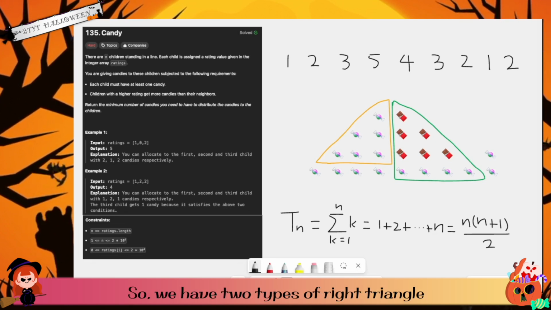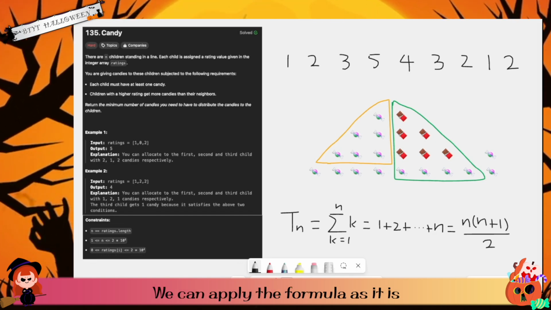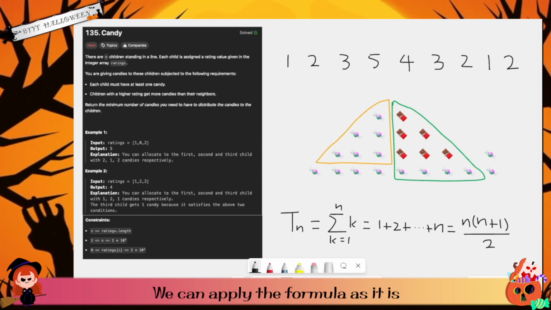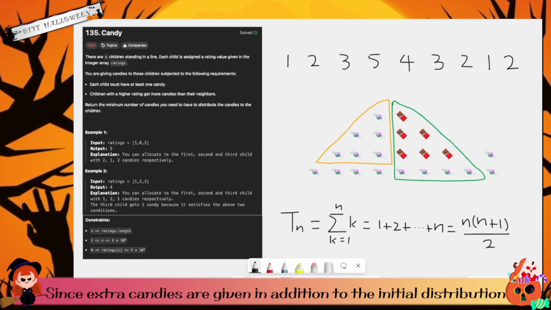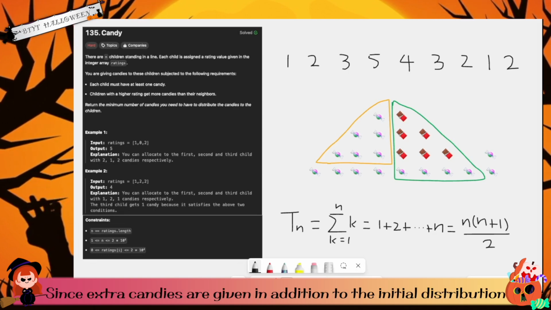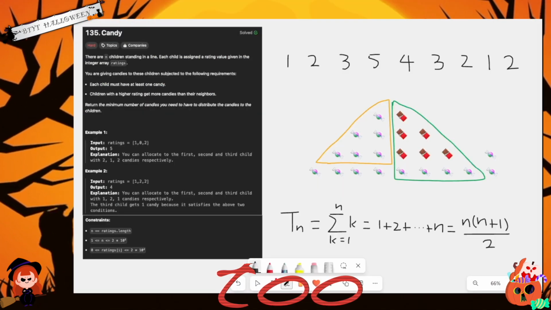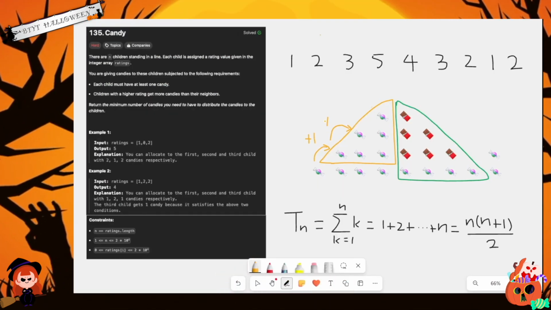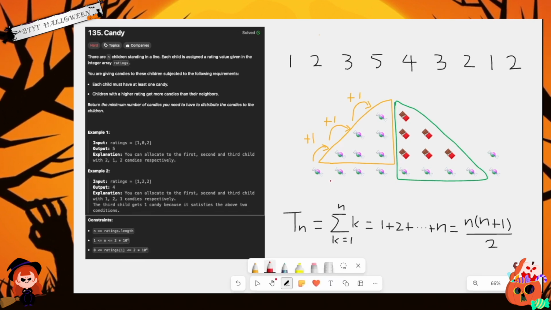So we have two types of right triangle. One is a triangle with a positive slope. We can apply the formula as it is. However, all the children initially get one candy, since extra candies are given in addition to the initial distribution, so we need to add those: the rectangular section under the triangle.